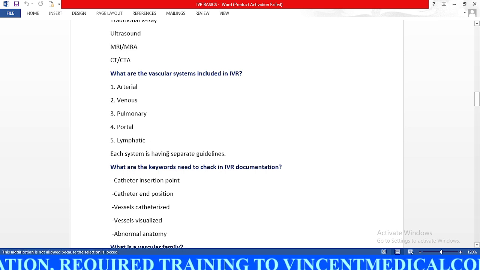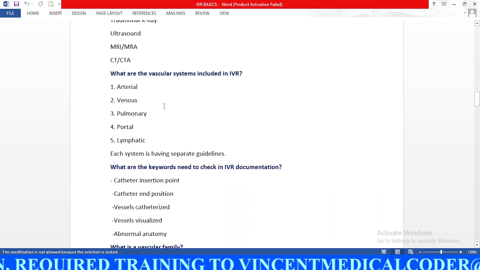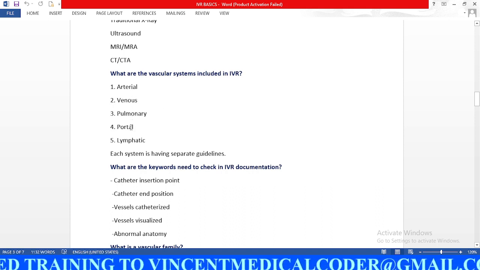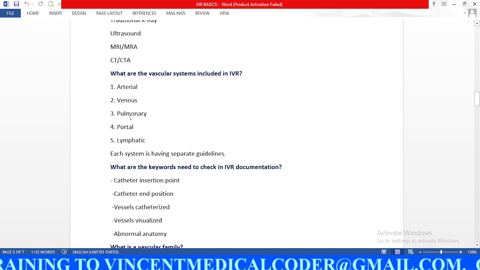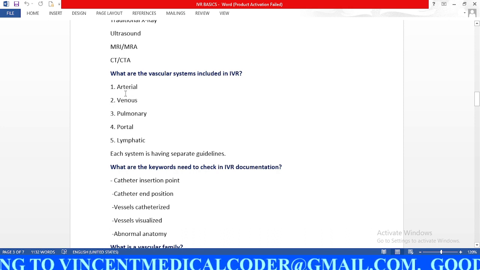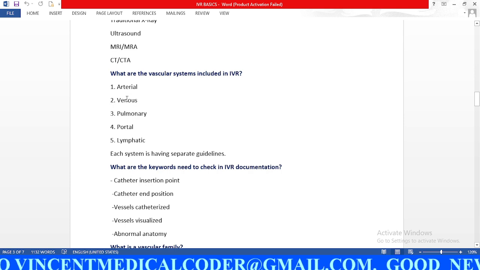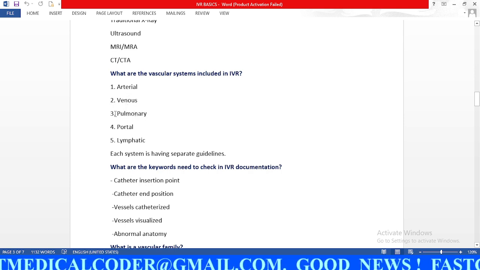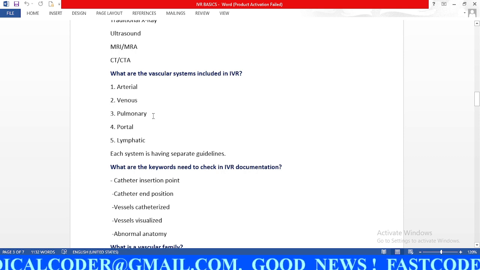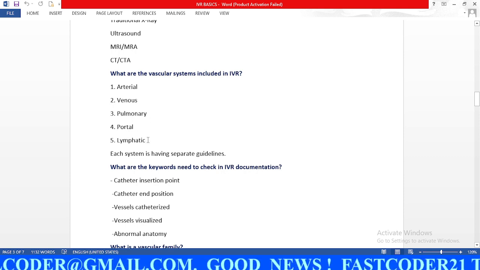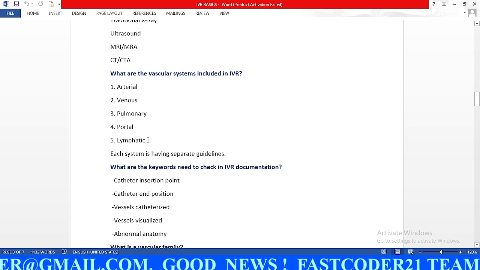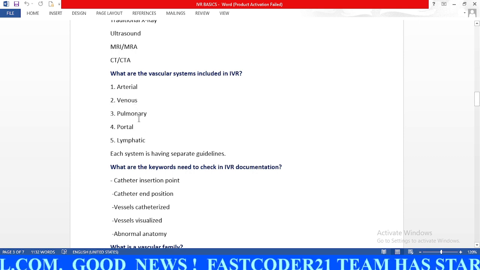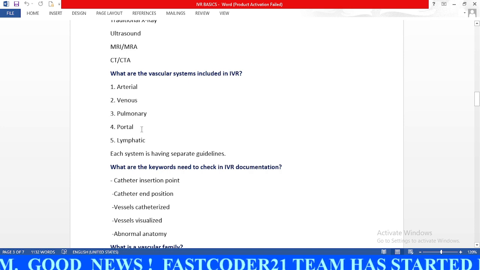Each one of these systems has separate guidelines. So in order to code properly, we need to know the guidelines related to the separate systems. Like if you are coding the pulmonary system, you need to know the pulmonary IVR coding guidelines. If you are coding the lymphatic system, you need to know the IVR guidelines related to the lymphatic system. So these 5 systems have different guidelines.